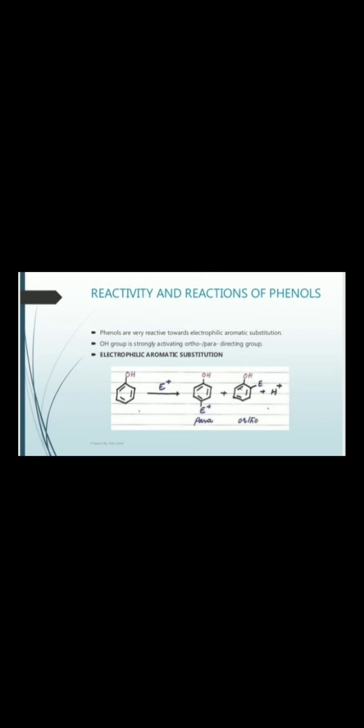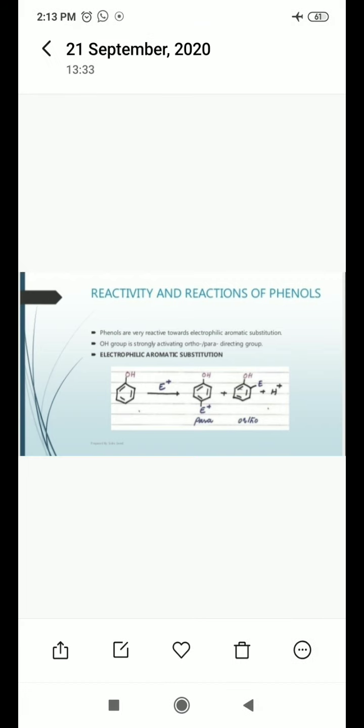Phenols are very reactive towards electrophilic aromatic substitution. The OH group is a strongly activating ortho-para directing group. Electrophilic aromatic substitution, you also learned in benzene. Benzene mostly favors the electrophilic substitution reaction instead of the nucleophilic substitution reaction. Why does this particular aromatic ring favor electrophilic substitution reaction?